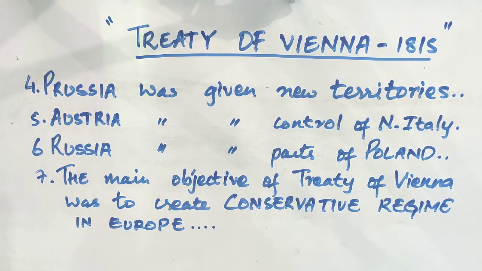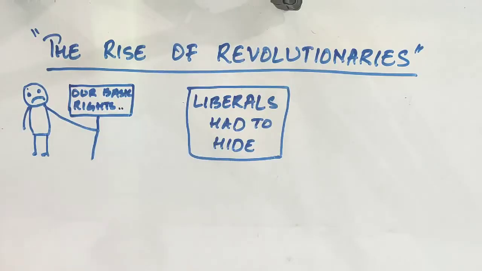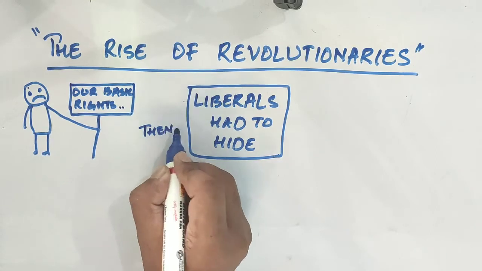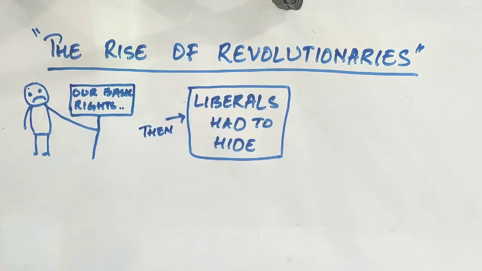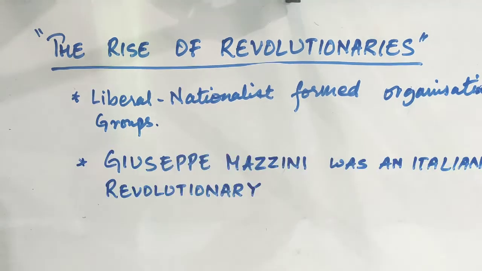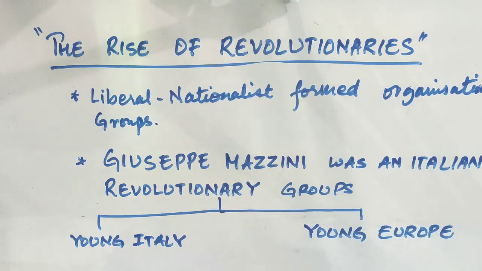When all the basic rights of the citizens were taken away by the new conservative government, many revolutionary groups were formed. The liberal nationalists could not walk freely. To fight for freedom and equality, revolutionaries were trained and ideas were spread. One such revolutionary was Giuseppe Mazzini. He was an Italian revolutionary. He formed two important revolutionary groups, that is, Young Italy and Young Europe.